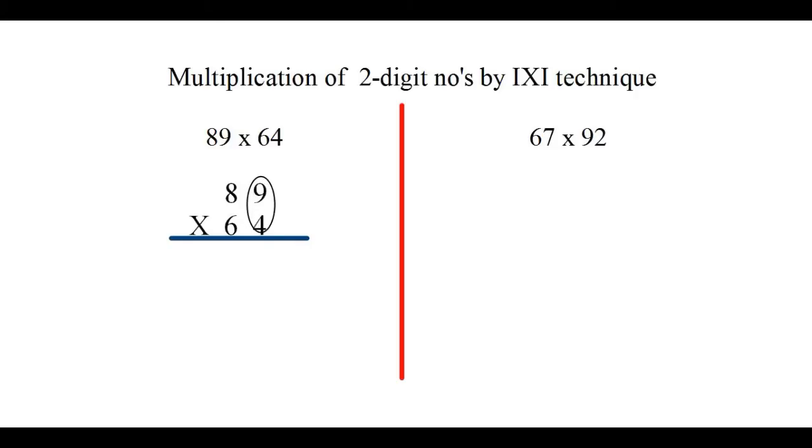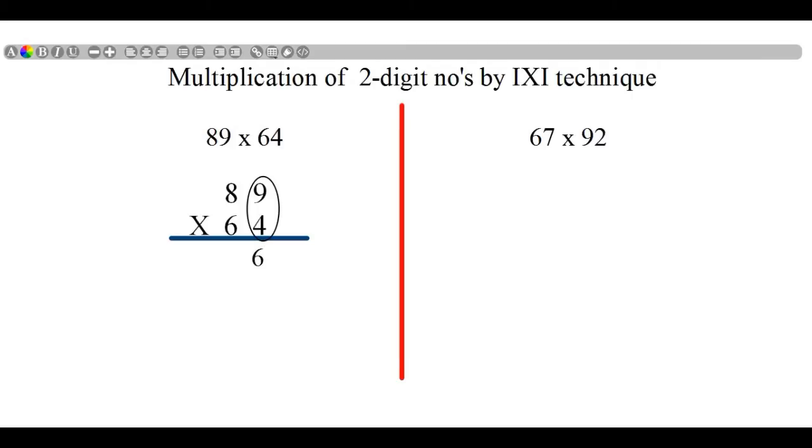As I've mentioned, the first step here is to multiply the units places. That is 9 into 4. 9 into 4 is 36. So we take 6 in the answer and 3 gets carried forward.